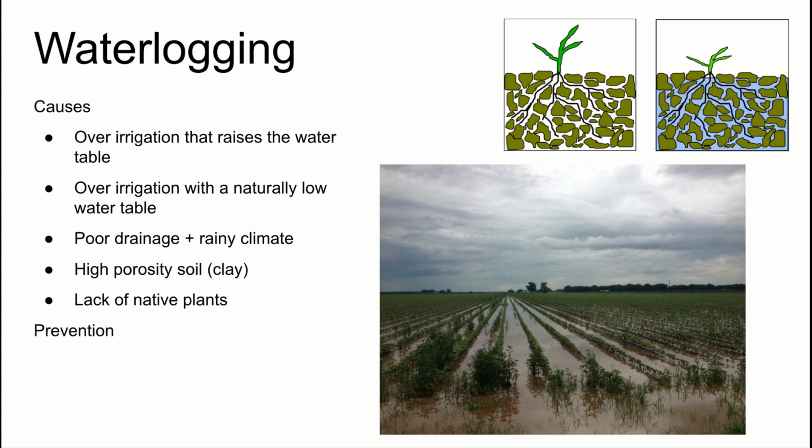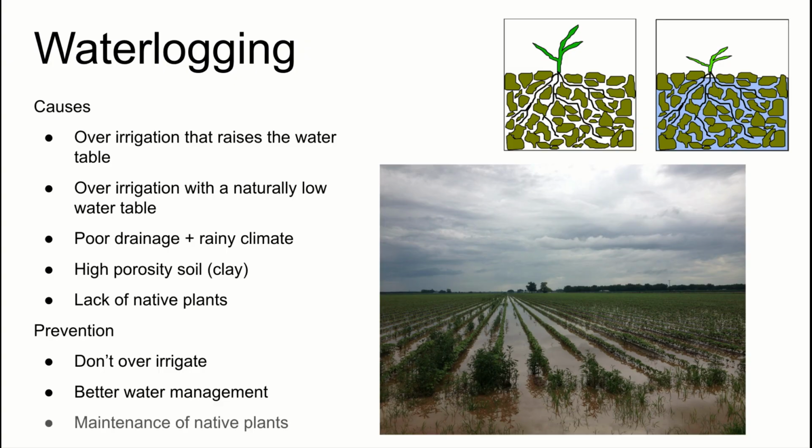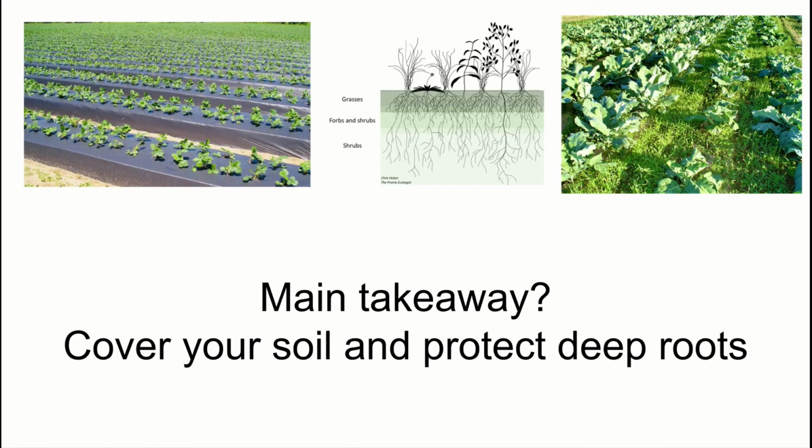How do we prevent waterlogging? Don't over-irrigate. And better water management if our water is coming from surface runoff, for example. Maintain those native plants, use them as flood prevention. Don't over-irrigate is really the key here.